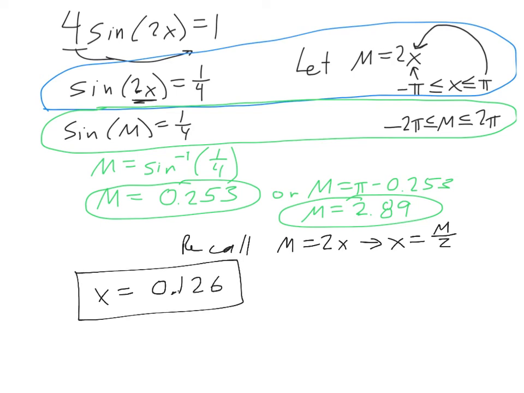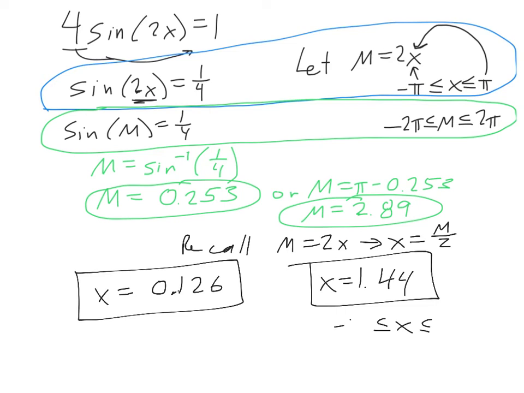One of my answers, and then the other one, if I take and divide by 2, I get 1.44. You'll notice that both of those are on the bounds that were given, negative pi to pi, and that should happen because we made sure that the m's stayed within their bounds. Okay? So this, again, is an example of how we can use these double angle identities to transform an equation into something that we're able to solve.